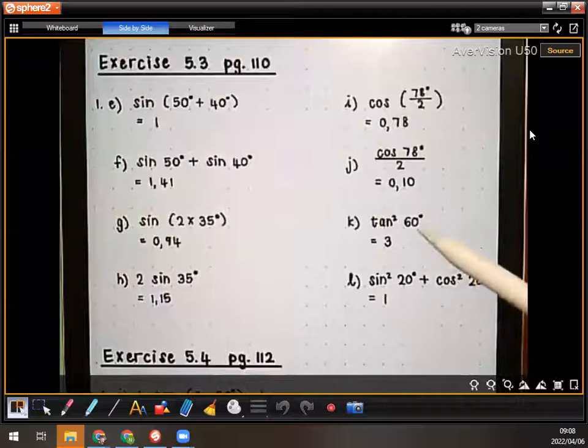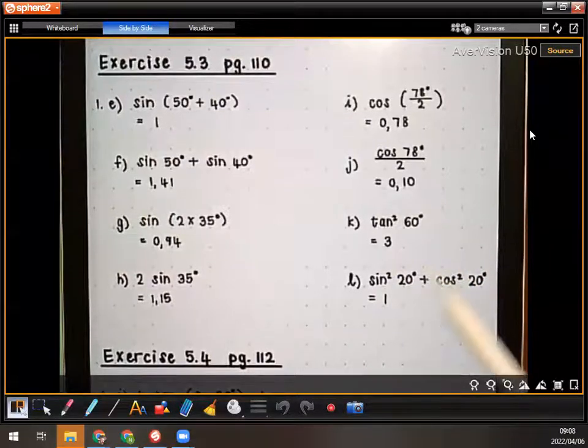Tan squared 60, guys, for this one you had to type in tan 60 and then square it. Remember there isn't a button for tan squared on the calculator. And then for sine squared 20 plus cos squared 20, that is equal to 1. That is actually an identity that we're going to work with next year: sine squared of an angle plus cos squared of that same angle is always 1. Okay, that's it. Not able to click on the answer.